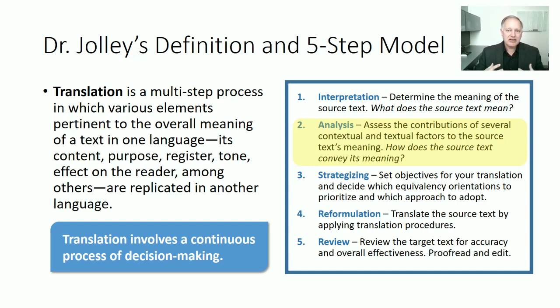an interrelated single step, because as we, the translator, are reading the source text carefully, trying to interpret it or determine what it means, our brains are performing an analysis. That is, they're assessing the contributions of several contextual and textual factors, those extralinguistic and linguistic factors of meaning, to that source text meaning. So we're trying to answer the question, not only what does the source text mean, but how does it create and convey that meaning? So that's the analysis part.